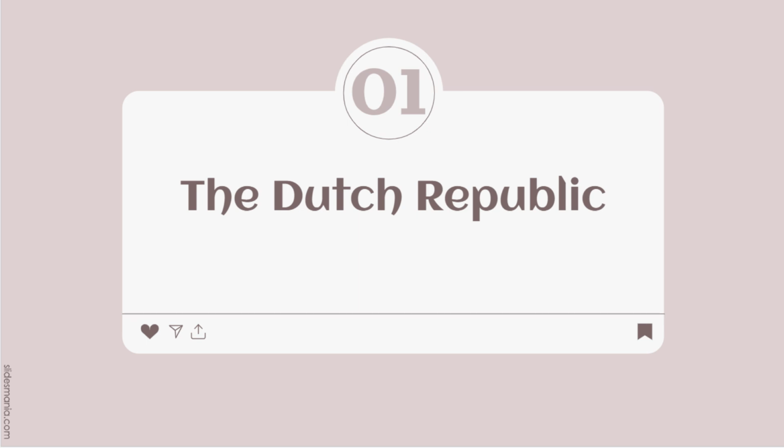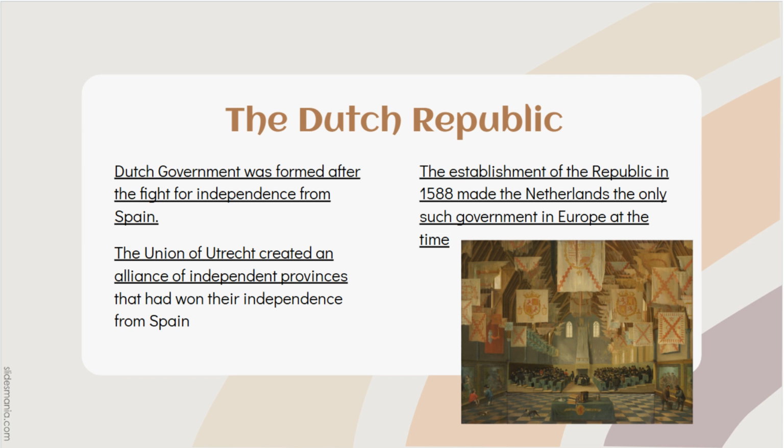First, we're going to examine the Dutch Republic that develops. Now, the Dutch Republic is formed right after their fight for independence from Spain with King Philip II, who we've talked about in previous videos. The Union of Utrecht created an alliance of independent provinces that had won their independence from Spain. And that's what develops out of that. The establishment of the Republic made the Netherlands the only such government in Europe at this time.